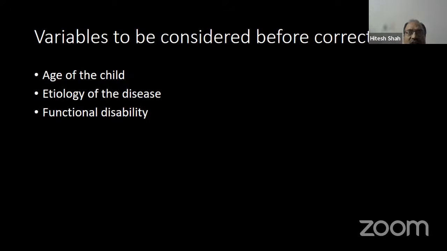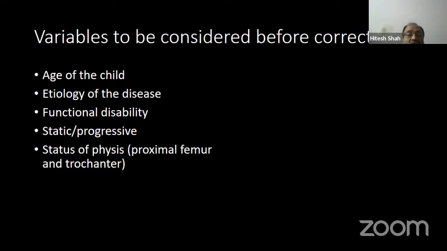The functional disability: is it a painless limb or a painful limb, does the person have mechanical issues or impingement? It depends on the symptomatology, and one can tailor the treatment plan accordingly. Whether the deformity is progressive or static: in case of a static deformity with only a radiological abnormality, one can decide on observation, while in case of a progressive issue, one needs to intervene to prevent the progression and correct the deformity.